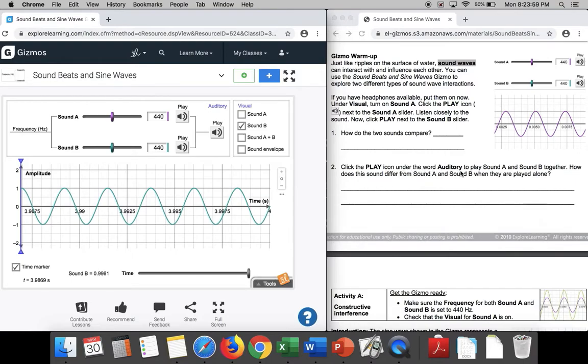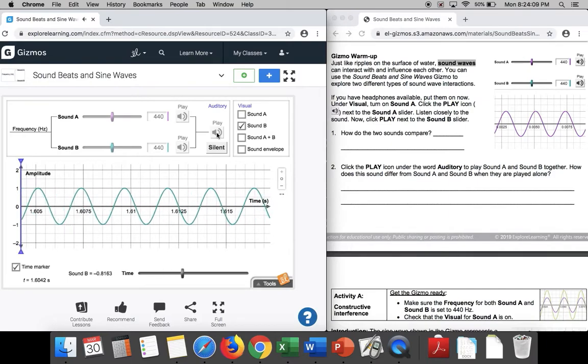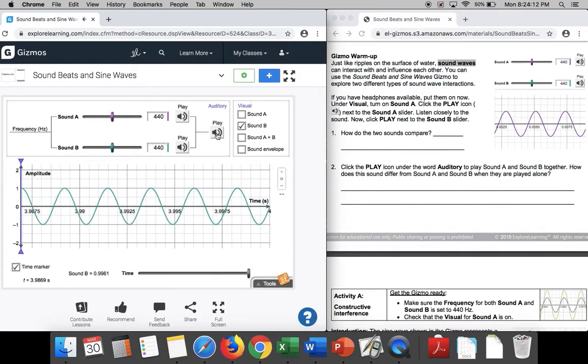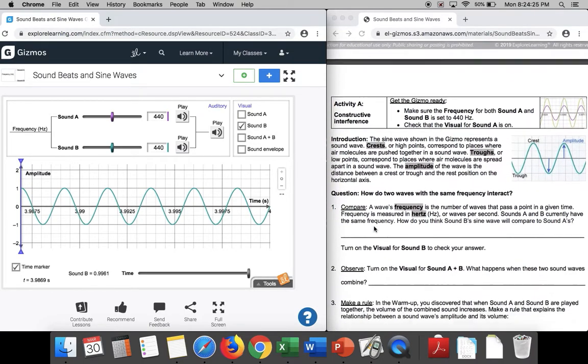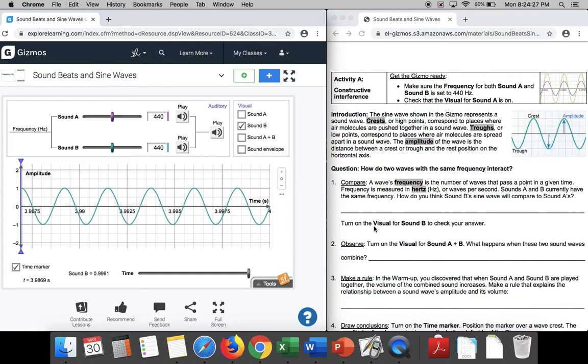Number 2, click the play icon under the word auditory. So then I'll go here where auditory is, and I'll click the play, and it's going to play sound A and sound B together. And so what you should hear is that the sound is much louder than what it is when it's just played by itself. And this leads us into activity A, which deals with constructive interference. Constructive interference is where the crest of one wave and the trough of one wave will overlap the crest and trough of another wave. So in other words, it's going to create a larger amplitude, which is going to make for a louder sound.